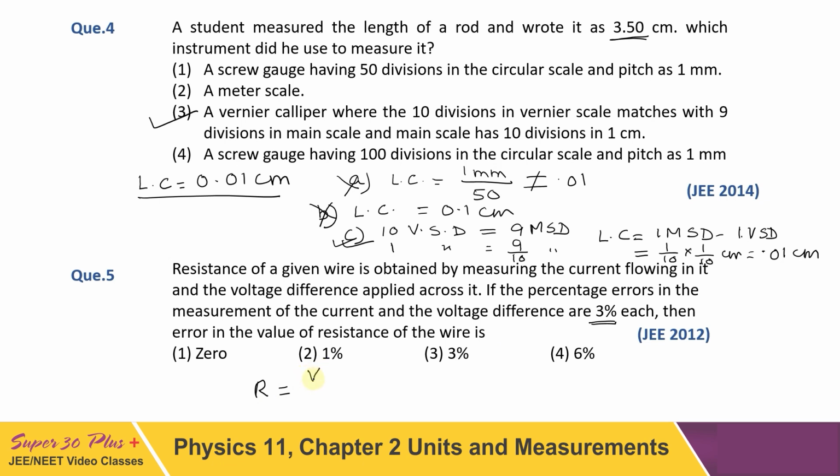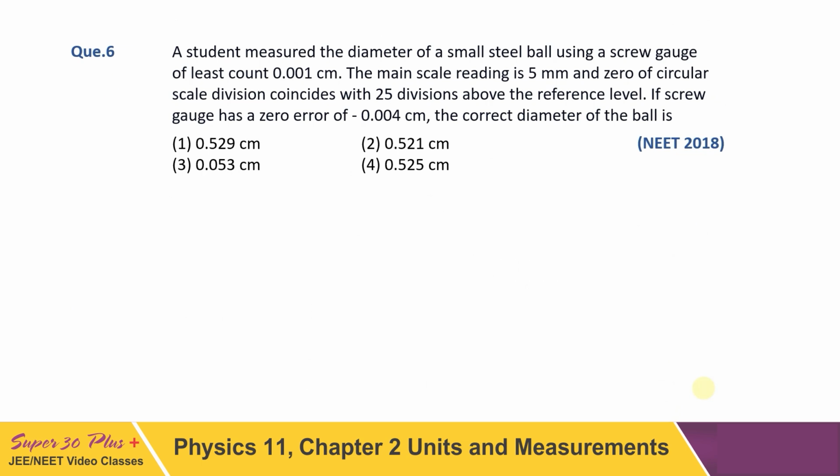R is equal to V by I, and we can write delta R upon R is equal to delta V upon V plus delta I by I. If you substitute both the values here, that will be 3% in both, so it has to be 6%. The correct option is option number 4. As you can see, these questions may come in NEET as well. Next is question number 6.